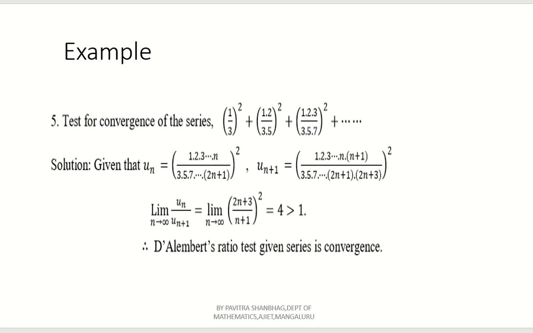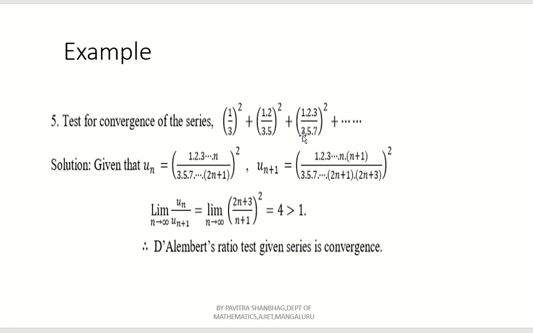Now next one, test for convergence of the series (1 by 3) whole square, next (1 into 2 by 3 into 5) whole square, (1 into 2 into 3 by 3 into 5 into 7) whole square. Now first write the nth term. Again calculate the nth term, 1 2 3 4 5 up to nth term, right? Numerator same. What about denominator? 3 5 7. Again how to find the nth term? Again it is in arithmetic progression, a plus n minus 1 into d, that is 3 plus n minus 1 into 2, common difference.